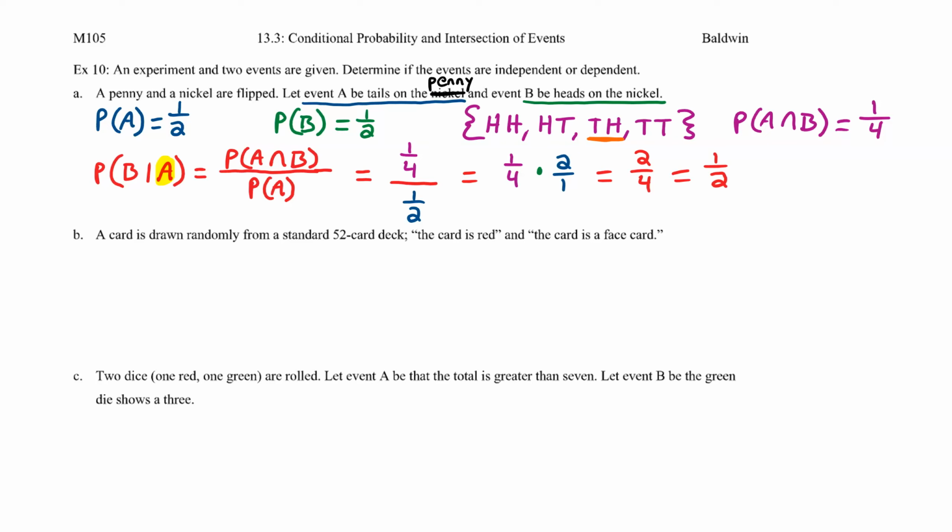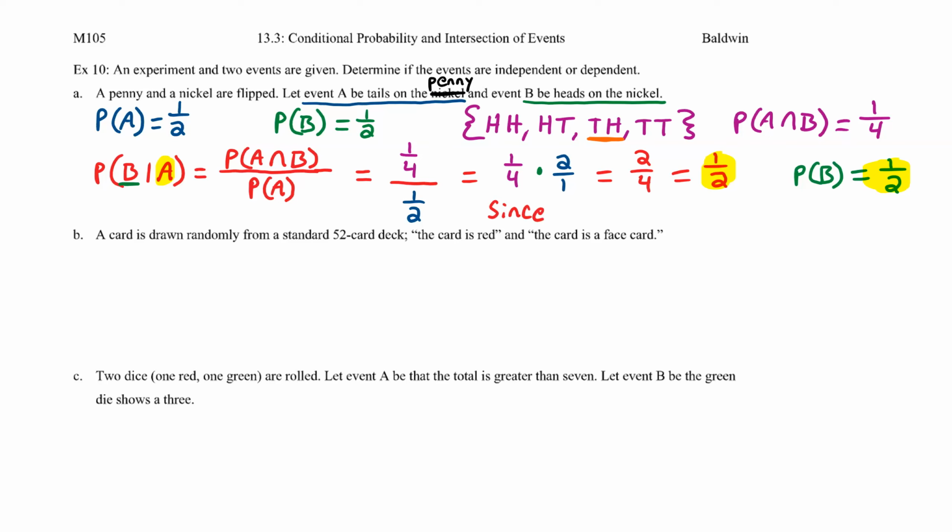What we need to do now is remember what it means for two events to be independent. If they are independent, we compare the probability that we just calculated to the probability of that second event, the one in front of our conditional sign. So what was the probability of event B? In this case, it was 1/2. We notice these two probabilities are the same. Because they are the same, the two events we started with are considered to be independent of each other.